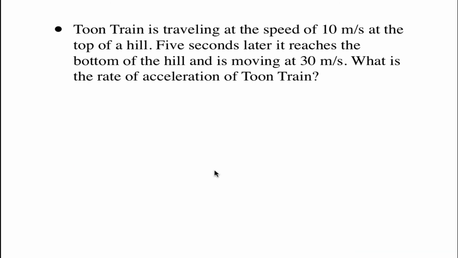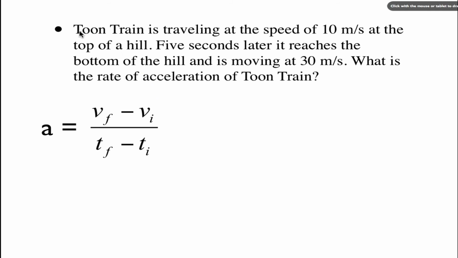Okay, so doing some practice problems here real quick using the formula that we figured out. And please don't ask me where I got these problems. You'll see they're kind of crazy. The train is traveling at a speed of 10 meters per second at the top of the hill. Five seconds later, it reaches the bottom of the hill, moving 30 meters per second. So here is a velocity, here is a velocity, and it takes 5 seconds to get there. So there's our time. What is the rate of acceleration of the train?